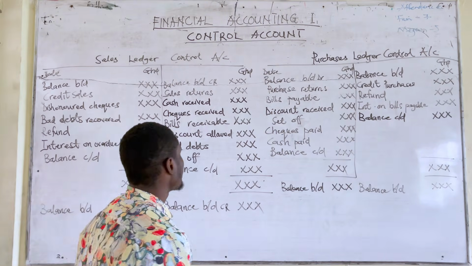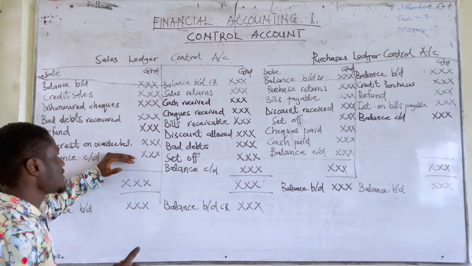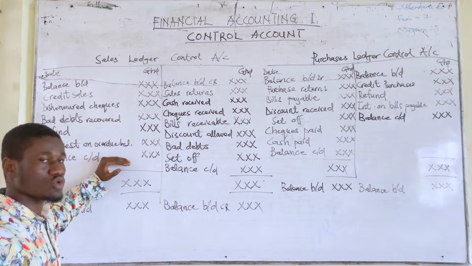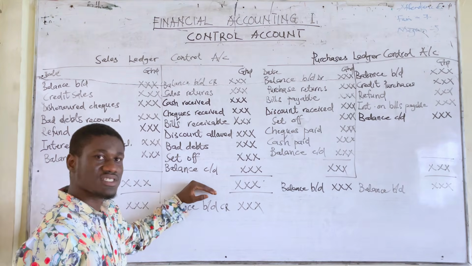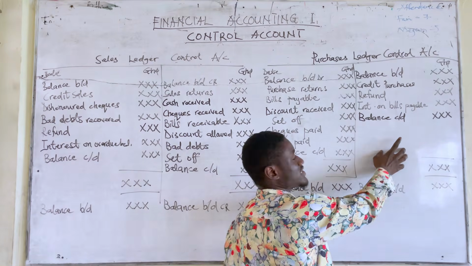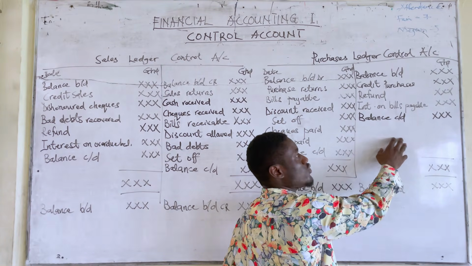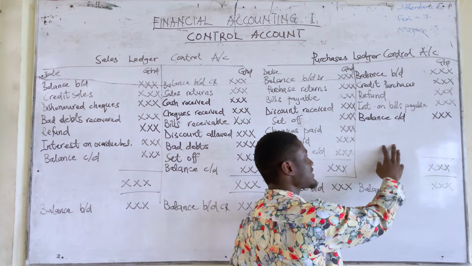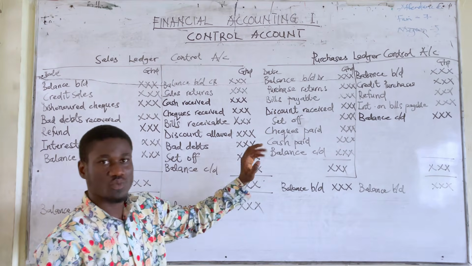You get it. For the sales ledger, when it's increasing the amount our customers owe us, we debit. When it's decreasing the amount they owe us, we credit. The reverse for purchases. When we are owing them more, we credit. When we are decreasing our debt, we debit.